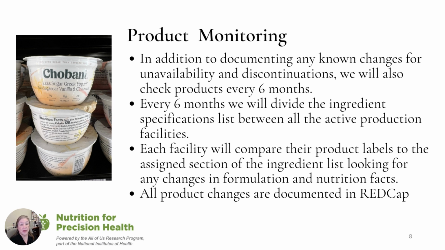For product monitoring, it is important to know that in addition to documenting any known changes for unavailability and discontinuations, we will also check products every 6 months. Every 6 months, we will divide the ingredient specifications list between all the active production facilities, and each facility will compare their product labels to the assigned section of the ingredient list, looking for any changes in formulation and nutrition facts. All products then are documented in REDCap.